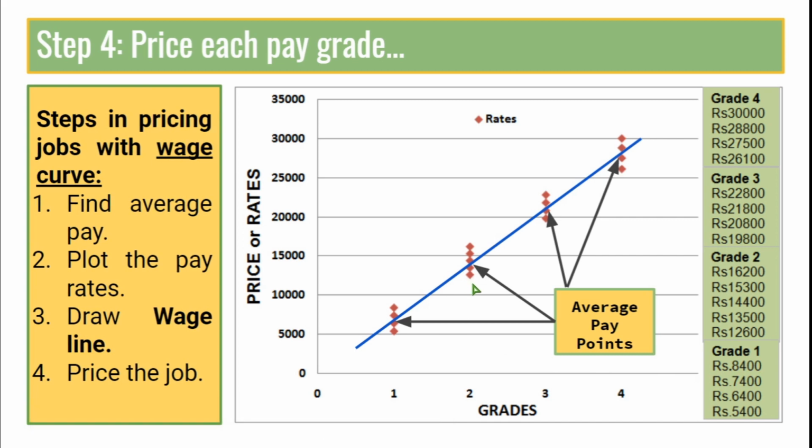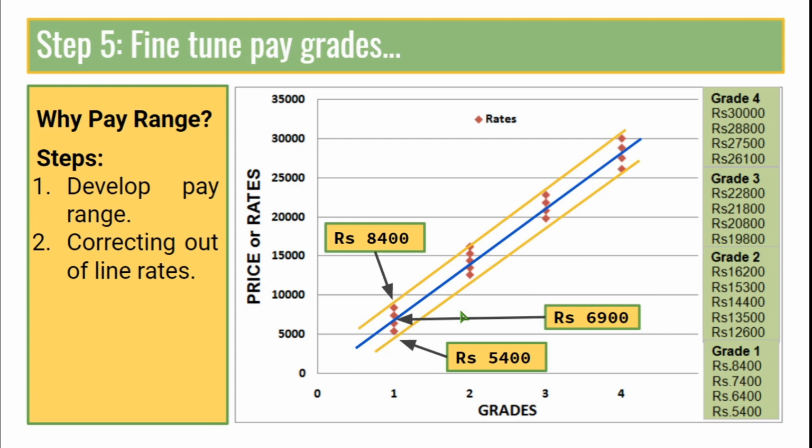In the last step of the process, we'll see how to fine tune the rates. Fine tuning involves developing pay ranges and correcting out of line rates. Let's see why there is a need to develop a pay range. There are 2 main reasons. The first is that the pay range lets the employer enjoy flexibility in the market. For example, if you want to recruit an experienced person in your organization, you can employ that person on the higher side of the pay range.